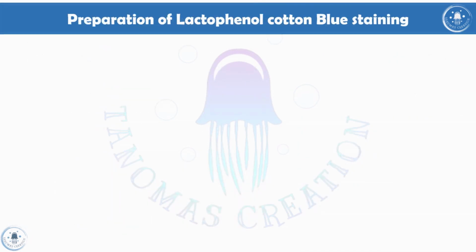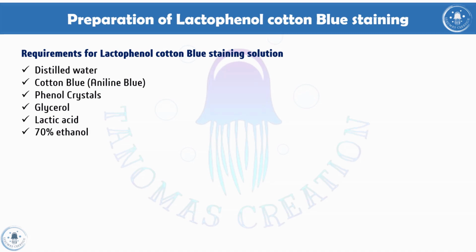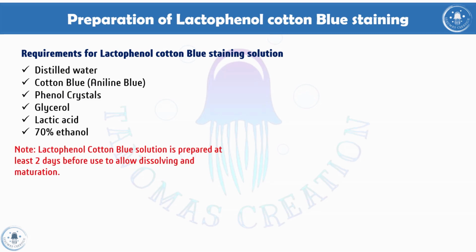Now coming to the preparation of the cotton blue solution. The requirements for making this solution are distilled water, cotton blue, phenol crystals, glycerol, lactic acid, and 70% ethanol. There is something we should know: lactophenol cotton blue solution should always be prepared at least 2 days before. It is to be made fresh every time you do the fungal staining, and you should make it 2 days before to allow dissolving and maturation.